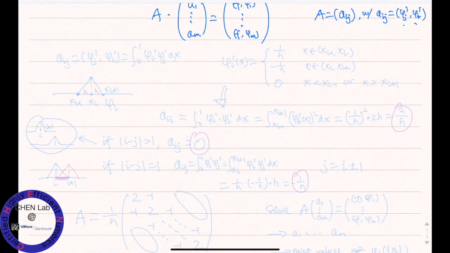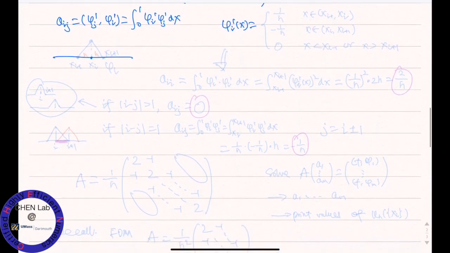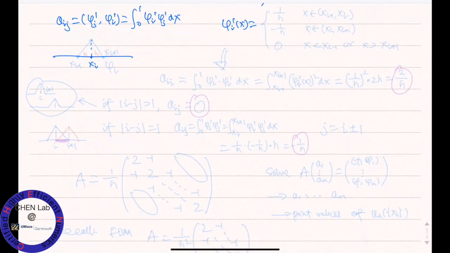Okay, for that, we need to evaluate. So A_ij, again, is phi_j prime with phi_i prime, which we know is the integral from 0 to 1 of phi_i prime times phi_j prime dx, all right? So for that, we need to calculate what phi_i prime is equal to, all right? And we recall that phi_i at x_i is equal to 1, and then it goes to 0. It's a tent. Okay, this is for phi_i.